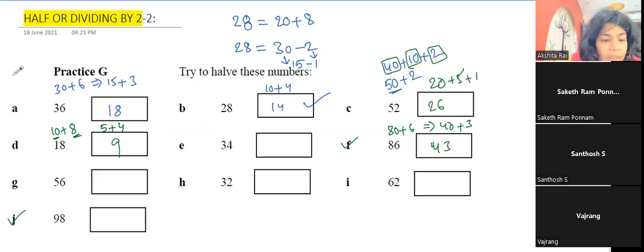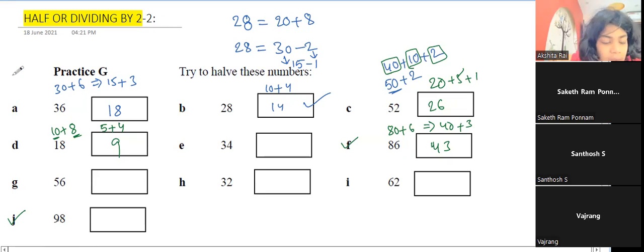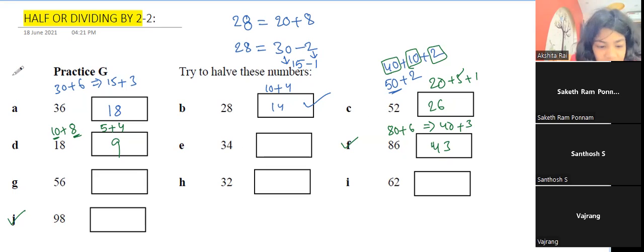So 98 can be divided into 90 and 8. Which is better? Half of 90 is 45, half of 8 is 4, and together they make 49. Sir, 100 minus 2 is better, sir.